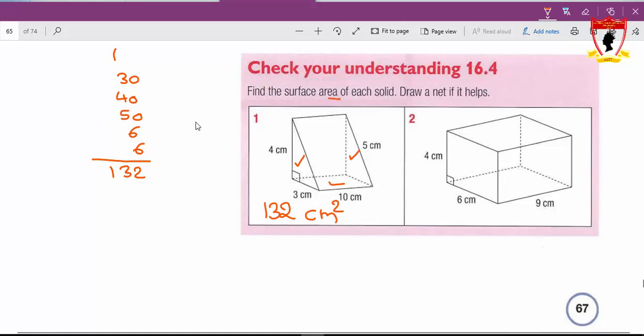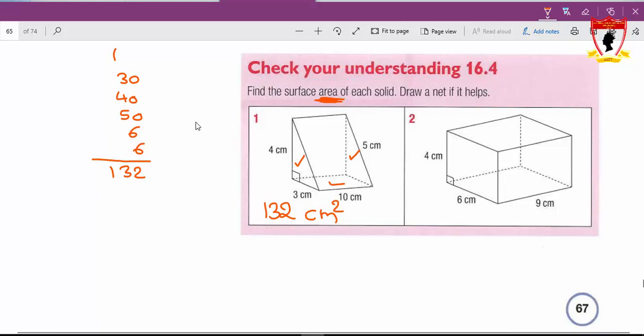Surface area. This is area. Area is always in square units. Don't mix it with volume. Volume is in cubic units. Now here, this is a rectangular prism. Each face has a twin, another identical face. So we can find the area of 3 faces, then multiply the result by 2, just to save time.